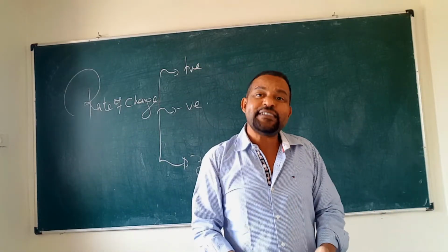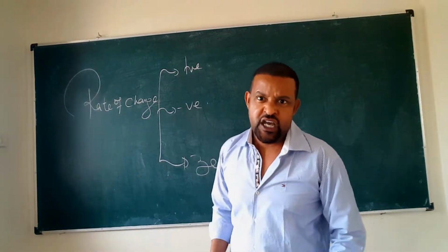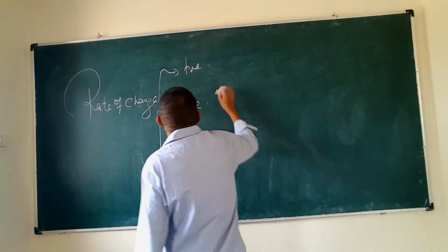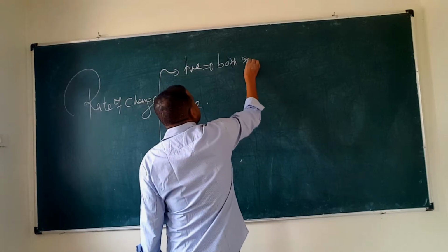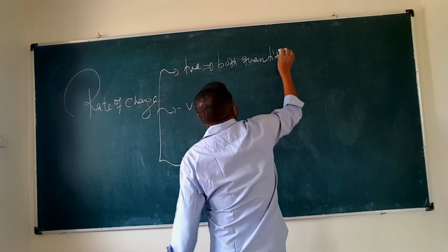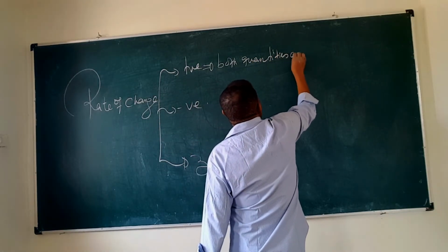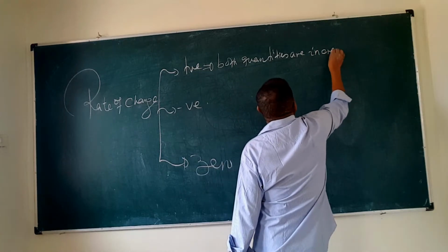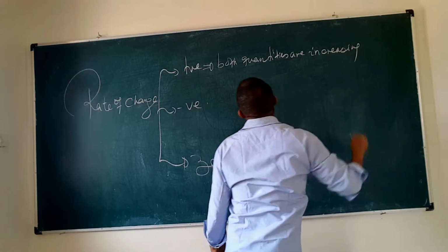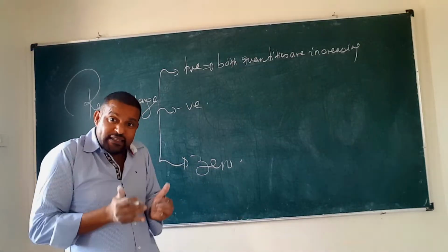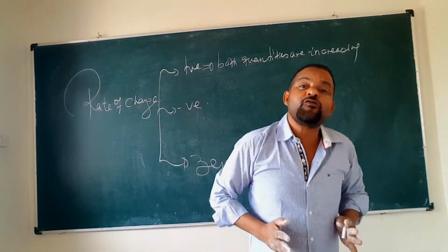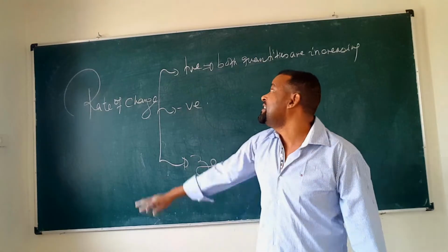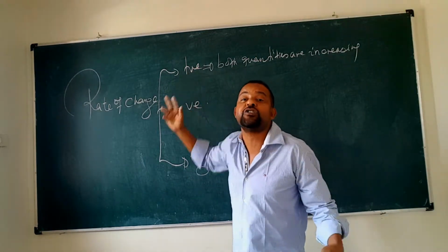At the same time, the other quantity also increases. That means both of the quantities are increasing. In mathematics, when the value of x increases, the value of y also increases. In that situation, the rate of change is positive.